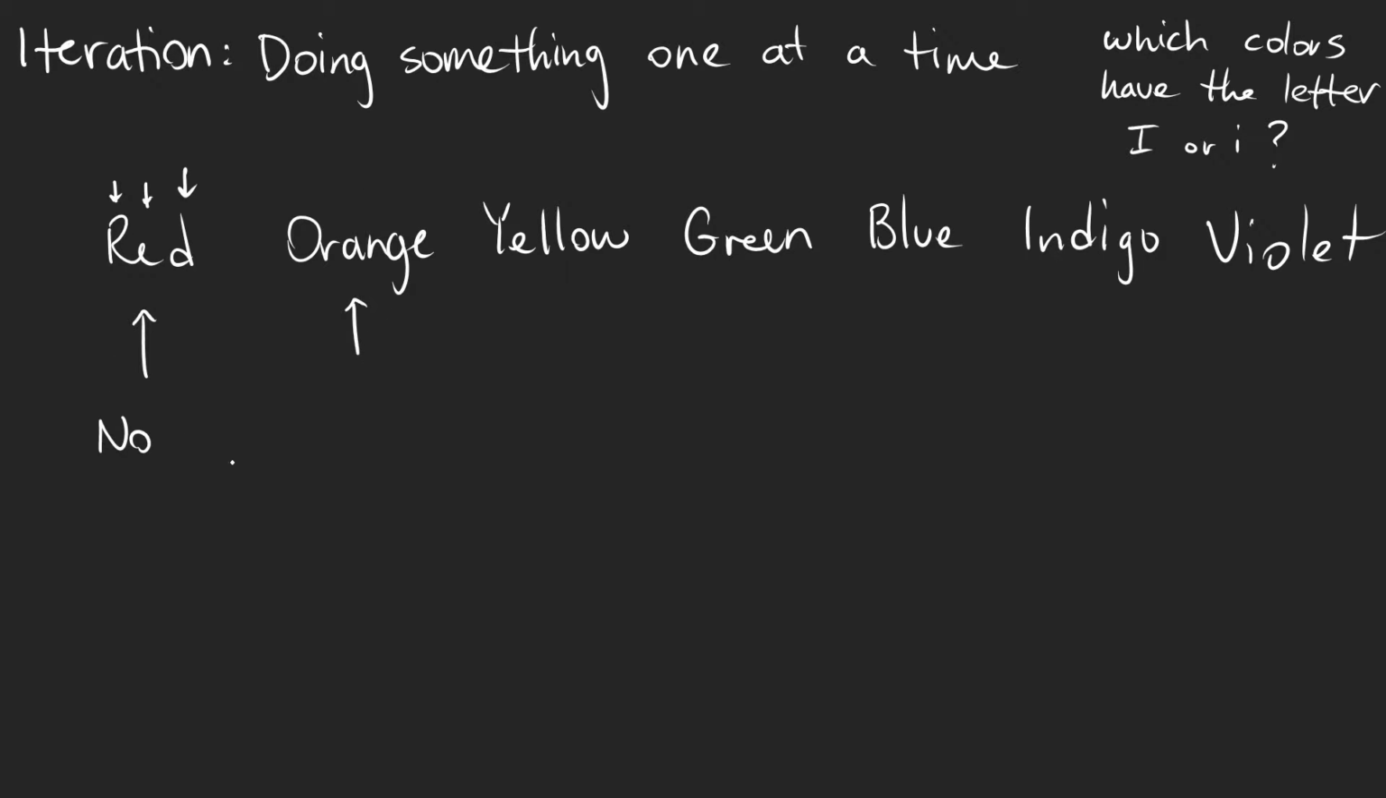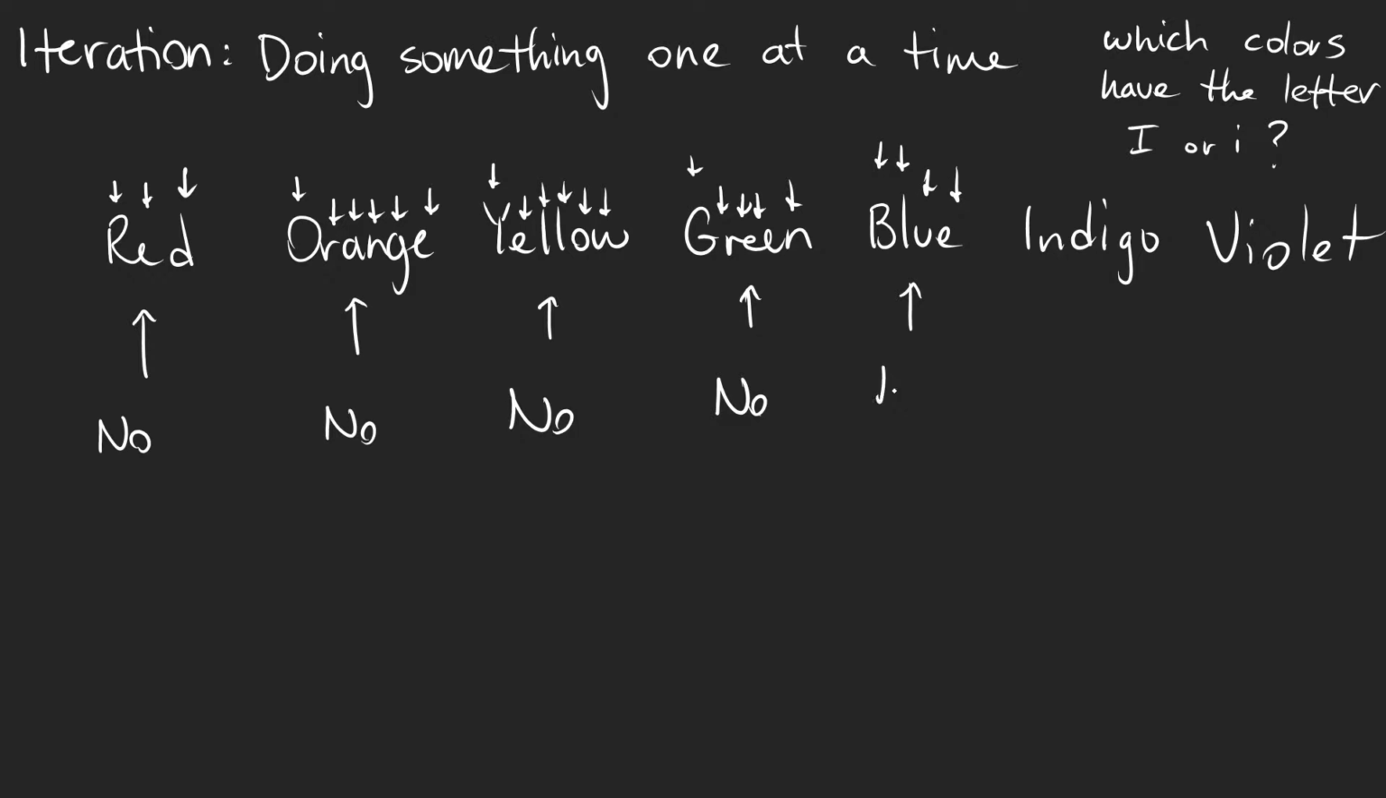So we're iterating, right? Doing something one at a time. We take a look at the letters of orange. Well, those aren't I, so no. And these are decisions that the computer can make. It can compare the letters to I, and it can see if it is true or not. We go on to the next item, yellow. Well, that's not I. Green. Well, no, there's no I there. Blue. No I there, so no.